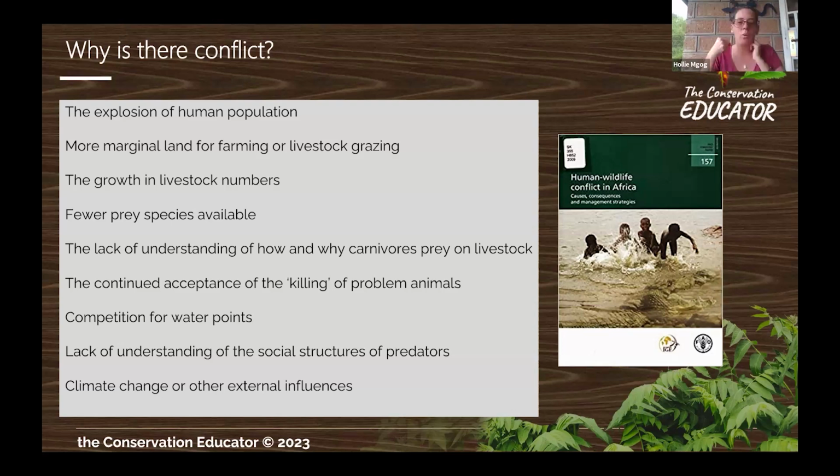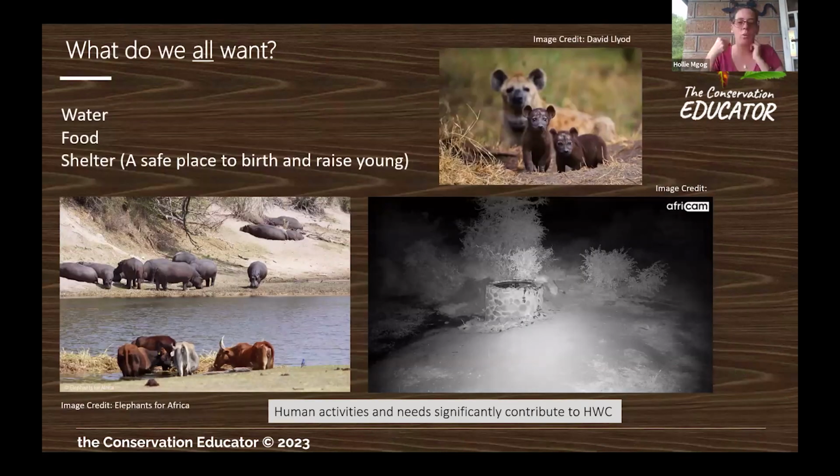Okay, so what do we all want then? We want water, we want food, and we want shelter. And that includes a safe place to birth and to raise our young. You've seen the photo on the bottom left. That's the hippos and the cows competing for grass in the dry season.